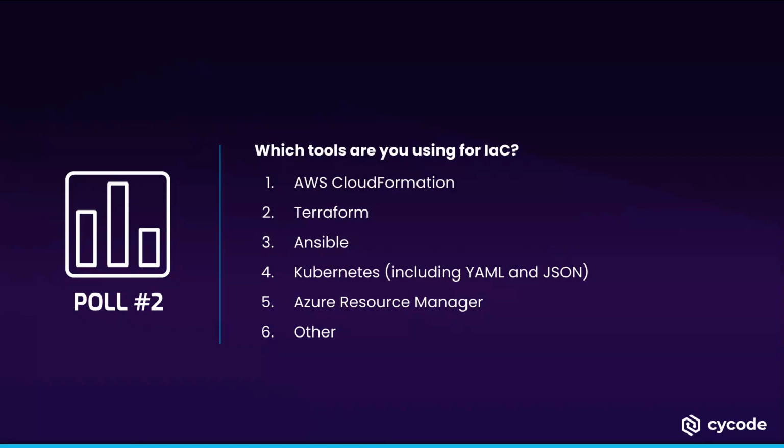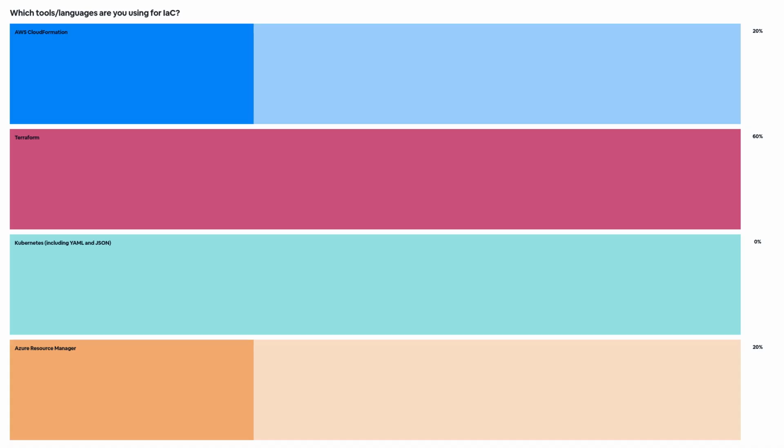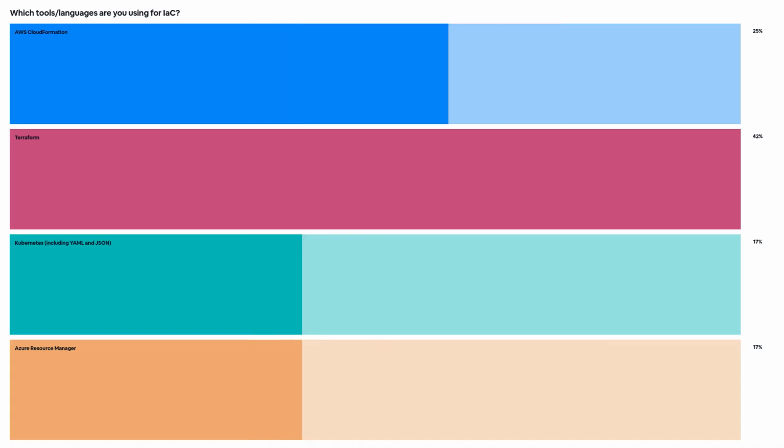It is, which tools are you using for infrastructure as code? So feel free to go ahead and vote now. You should see some options on your screen, and essentially you can use multiple tools. The options are AWS CloudFormation, Terraform, Ansible, Kubernetes, including YAML and JSON, and then Azure Resource Manager. So go ahead and vote, and we'll give all of you a little bit of time.